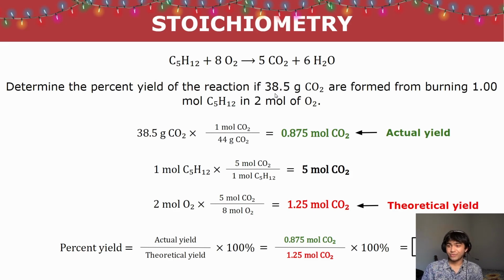Now, there's something kind of weird about this question. We're asked to determine the percent yield of the reaction if 38.5 grams of carbon dioxide are formed. But the thing is, carbon dioxide is a gas. So how do you measure the mass of a gas? Usually it's pretty complicated. So you really don't measure the mass of a gas. What you can measure though is volume. And we can use certain techniques to use stoichiometry on gases.